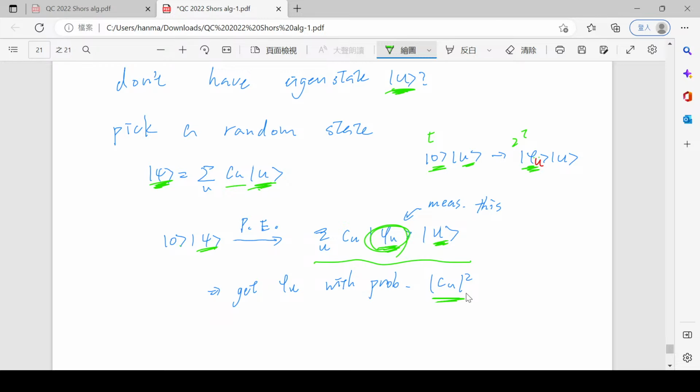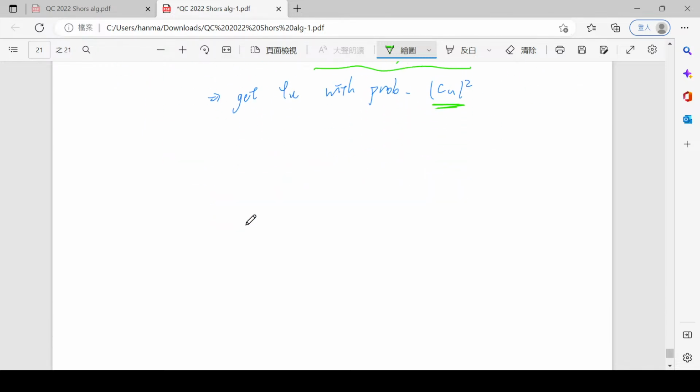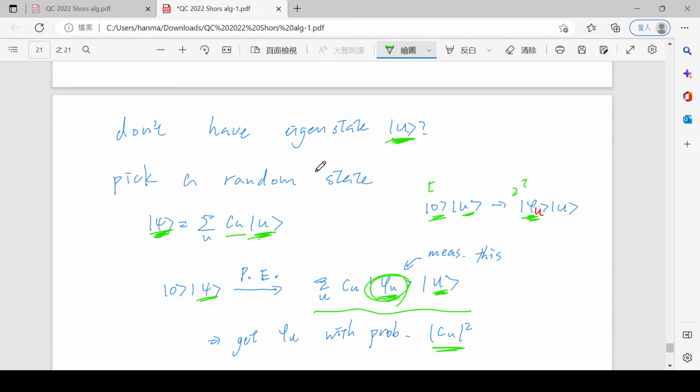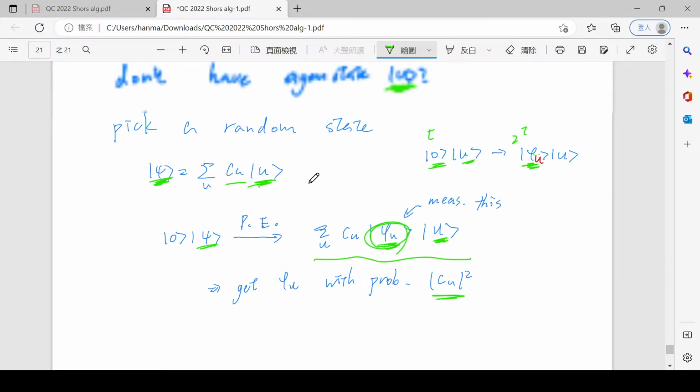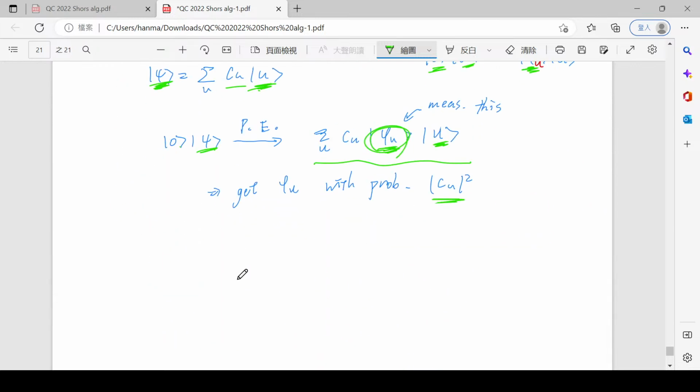Okay. So that's how you can use phase estimation even if you don't actually get the eigenstate. And I believe this is what will happen when we do Shor's algorithm. Okay? Any question?